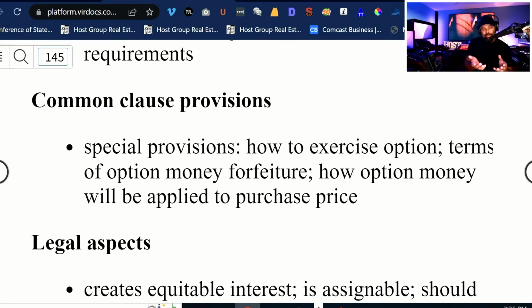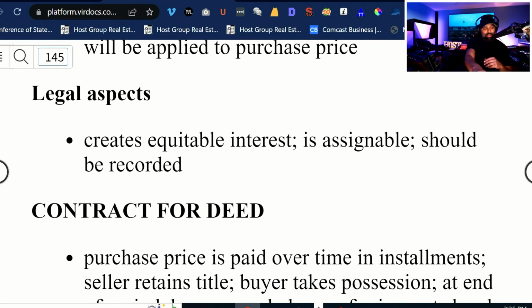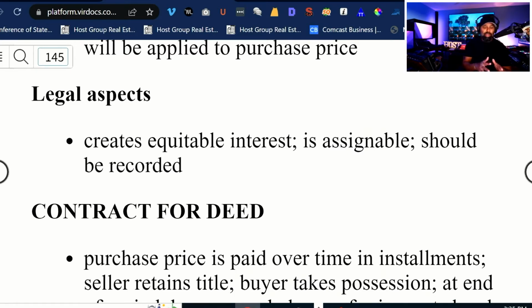In the option, some of the common clause provisions: how to exercise the option, terms of the option, money forfeiture, what happens if I choose not to exercise the option, how option money will be applied to the purchase price. Regarding legal aspects, create equitable interests that are assignable potentially. The document is also recorded.